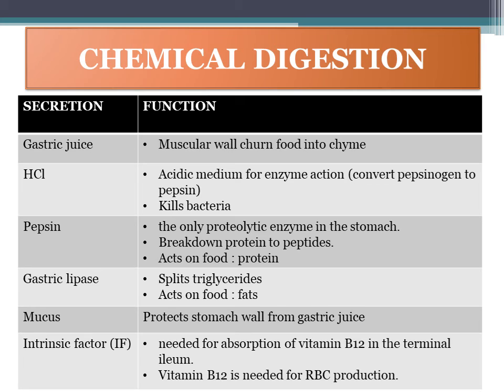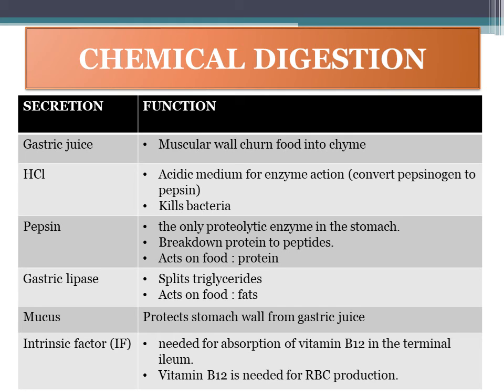Similar to pepsin, gastric lipase is also secreted by the chief cell, which takes part in the digestion of lipids and fats. Gastric lipase will split the triglycerides in the fats. In the gastric glands, the surface mucous cells and mucous neck cells secrete mucus. The function of mucus is to protect the stomach wall from gastric juice.